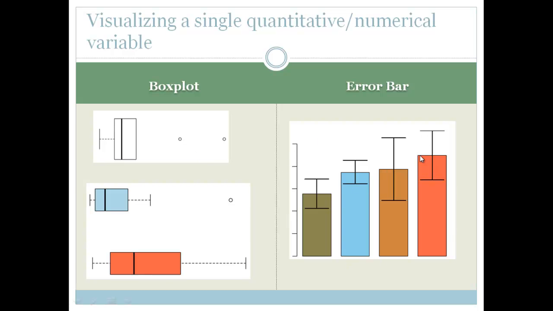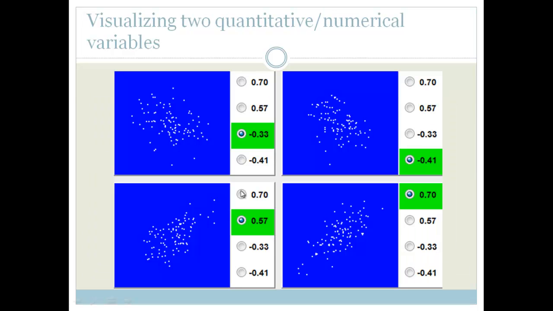Then we'll have error bars here. In this particular case, the height of the bar right here would indicate the mean, and then the height of the line will indicate how spread out the data are. In fact, this particular one, if I remember right, is plus or minus 1 standard deviation, which we'll talk about in a little bit.